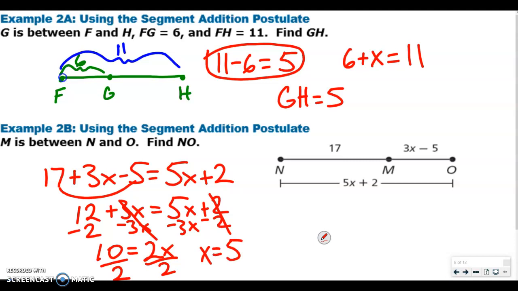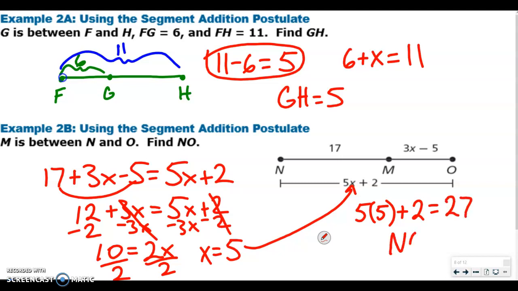And then we can take 5 and plug it back in for x to solve for NO. So 5 times 5, which is 25, plus 2 gives us 27. So NO equals 27.